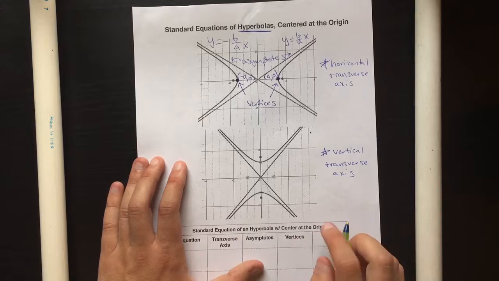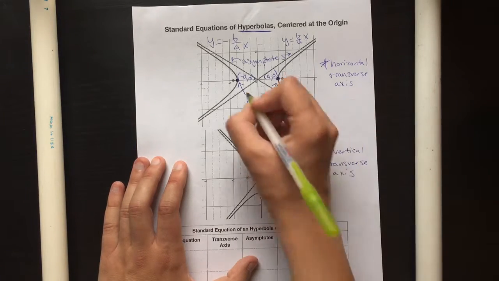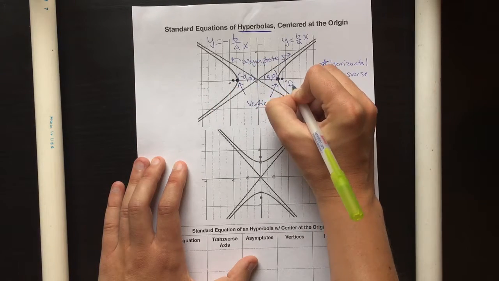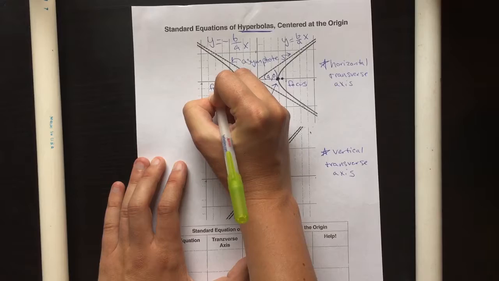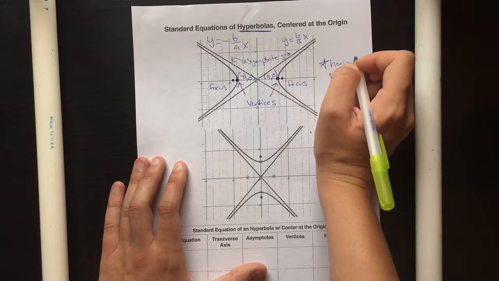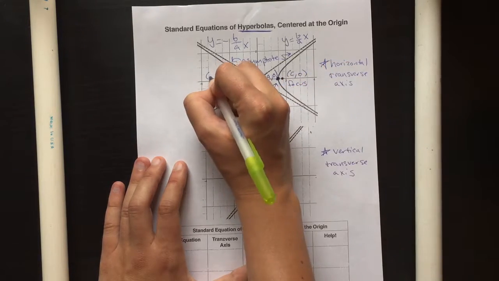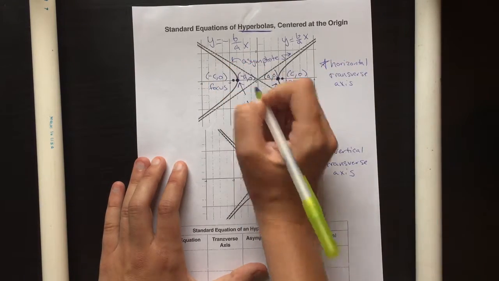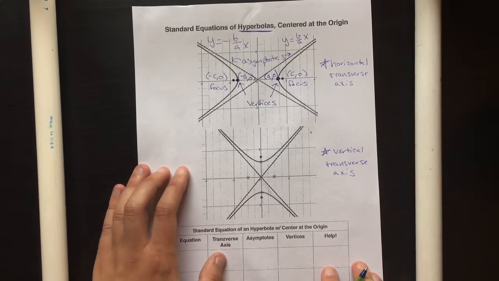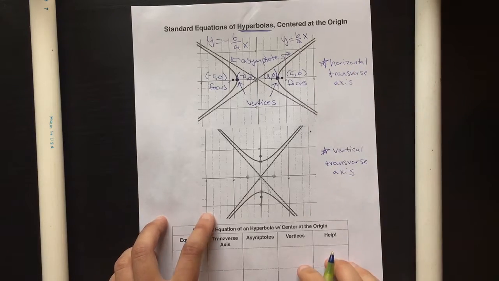And then we also have our foci, which are these points right here, singular focus. And similarly to ellipses, these are at c comma 0 and negative c comma 0. All right, so that's our horizontal transverse axis hyperbola.